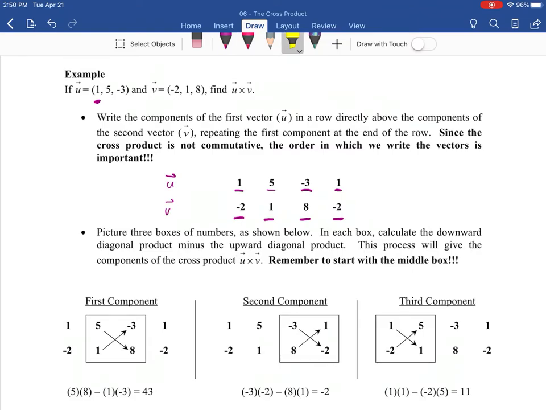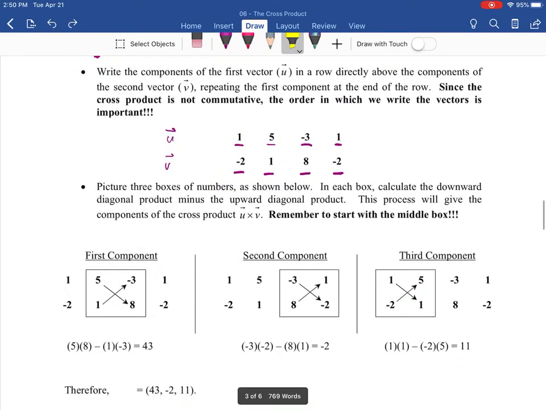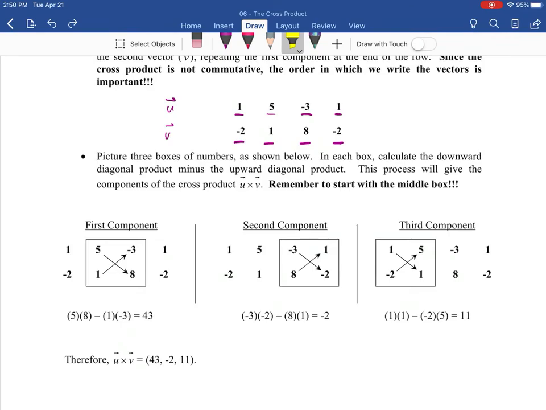So what I want you to do is picture 3 boxes. What I mean by 3 boxes is when you go to do the first component, your box is there with the second and third component. When you go to do the second component, your box is here, which is actually the first and third component. And when you go to do the third component, your box is there, which is the first and second component. You may have to rewatch that part of the video to see those match up with the boxes I have right here.